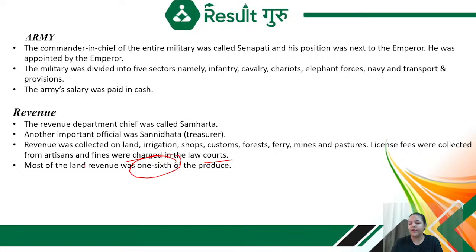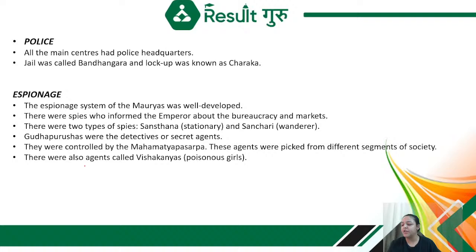Okay, let's move ahead. Let's talk about police and espionage. Espionage is basically a spy system. So police, all the main centers of the empire had police headquarters. Jail was known as the Bandhangara or Bandigra, okay? And the lockup was known as the Charaka, okay? So these are the differences.